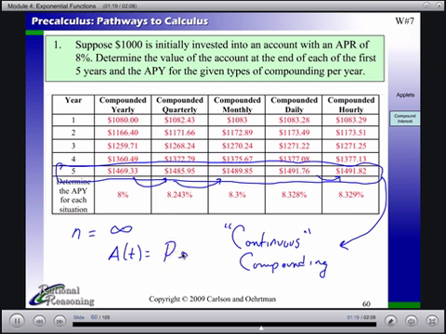P e to the rt. Okay? e is a number like pi. It is a fixed number. It doesn't change. It's 2.71828, and we can keep going. That's what this means. It's a number like pi, which has a fixed value, and actually is an infinite decimal like pi is.